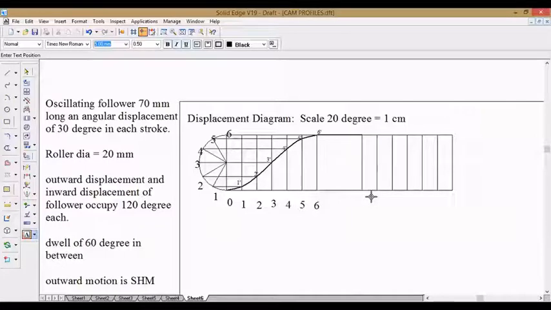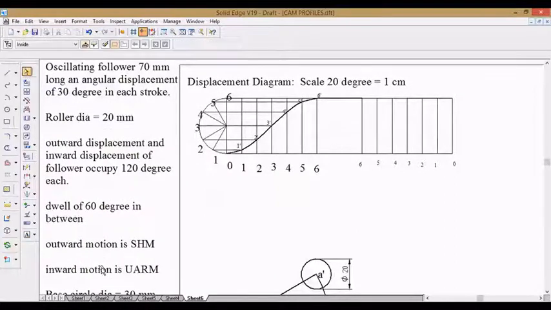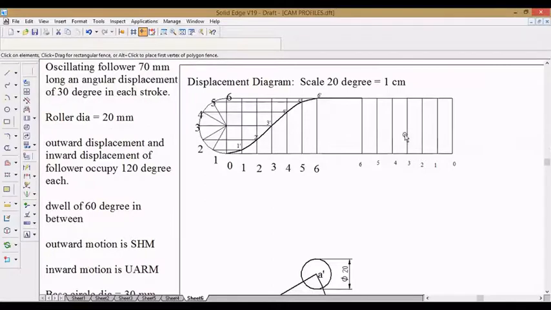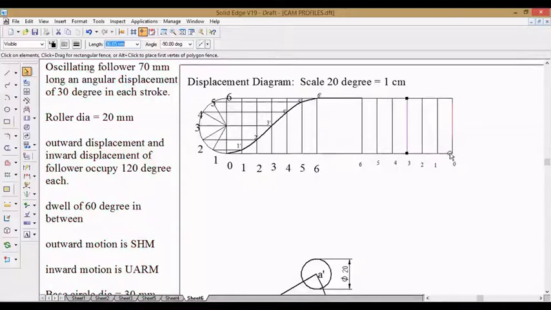This will now be the return stroke. Therefore 6 dash. Sorry, 6, 5, 4, 3, 2, 1, and finally 0. What is the type of motion we have for the return stroke? The outward motion is SHM and the inward motion is UARM. And in UARM, we are not given any fraction for acceleration and retardation. So we can divide the midline itself into equal parts. So we have divided the horizontal line into 6 equal parts, and the vertical line also into 6 equal parts.